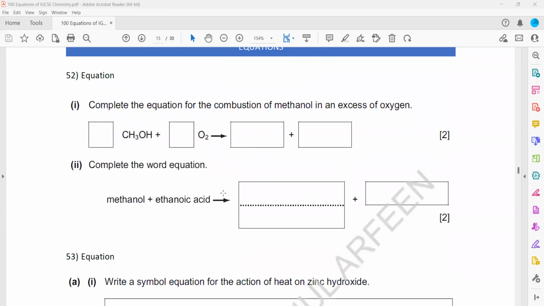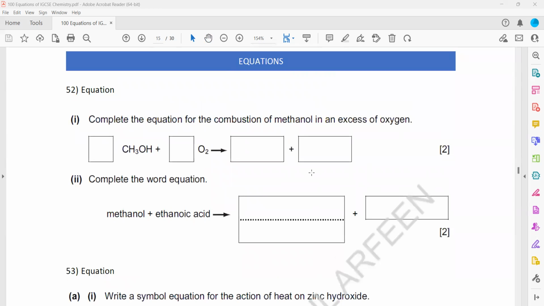Complete the equation for a combustion. Combustion means burning, and excess oxygen is mentioned. So excess means it should give off carbon dioxide, and hydrogen is also there, so water. For a combustion equation, first you write the products, then you balance the equation. Start with carbon, followed by hydrogen, and at the last oxygen.